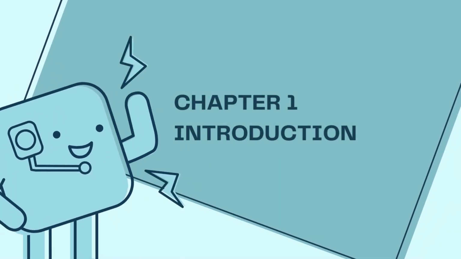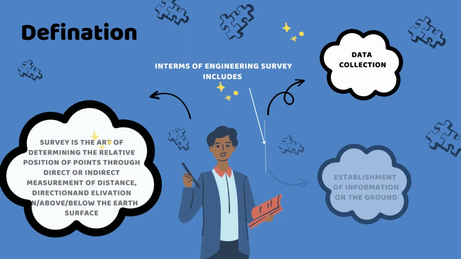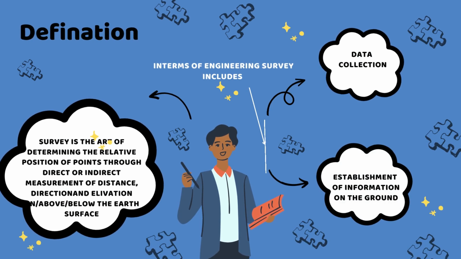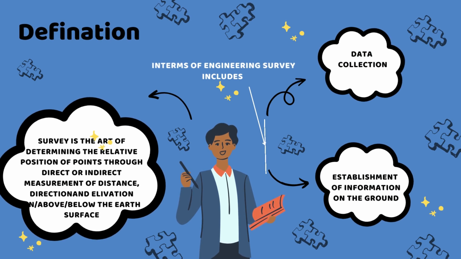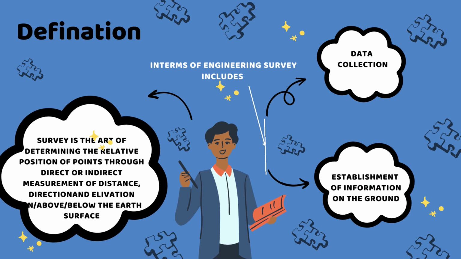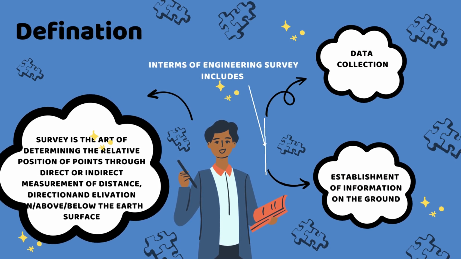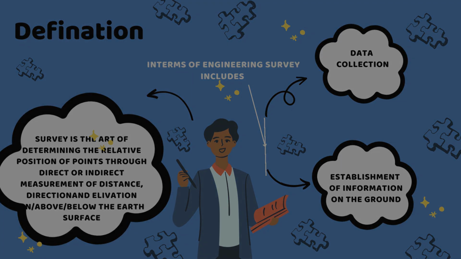Chapter 1, Introduction to the survey. Survey is the art of determining the relative position of points through the direct or indirect measurement of distance, direction and elevation on or above or below the Earth's surface. In terms of engineering survey, it includes two things. First one is data collection and second one is establishment of information on the ground.